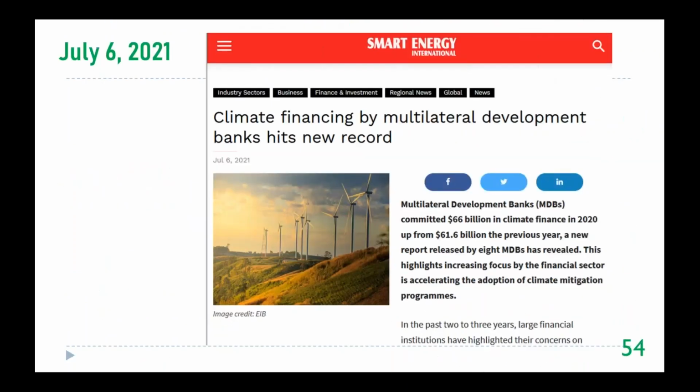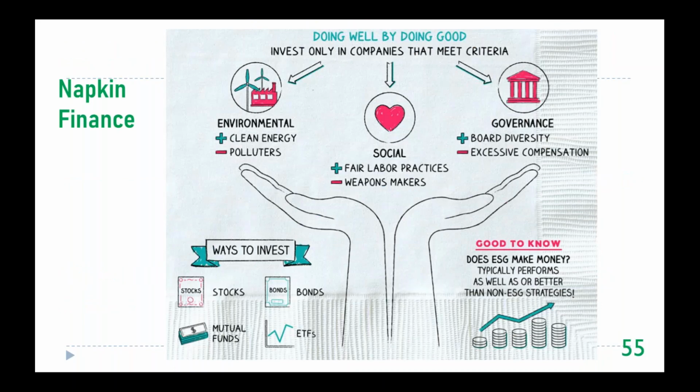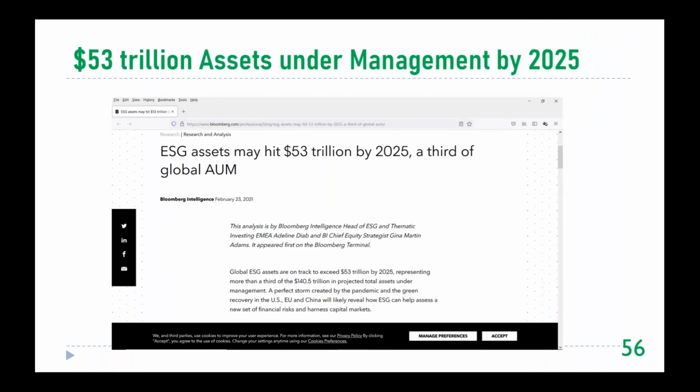If you look at ESG finance, climate financing by multilateral development banks is at new records. So there's a fair amount of money starting to happen in smart energy, windmills, and solar. An investor could look at this as a back-of-a-napkin way of where to put the money when it comes to ESG. Weapons makers are a negative, but fair labor practices are a positive. Board diversity is a positive, while excessive compensation is a negative. Polluters would be a negative. So these are simple ways that an ESG investor might look at your organization.